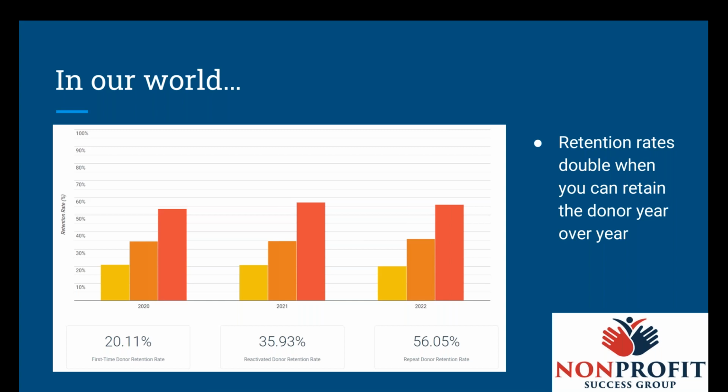If you look at this, you can see that the first-time donor retention rate is low, but for a reactivated donor it goes up almost twice. And for a donor that gives that second gift, you have a 56% retention rate. So what we really want to focus on is how do you get that second gift?